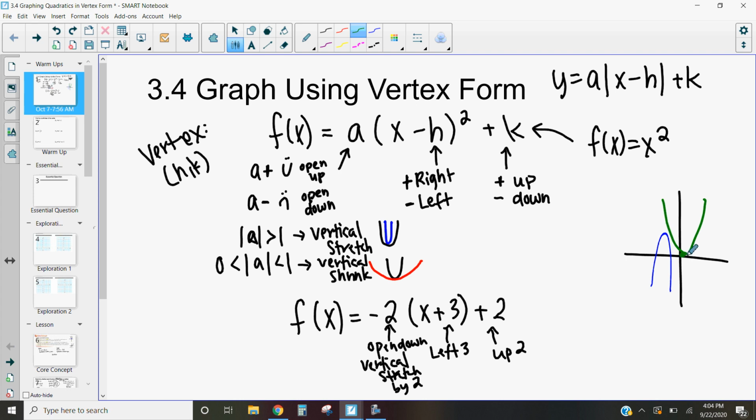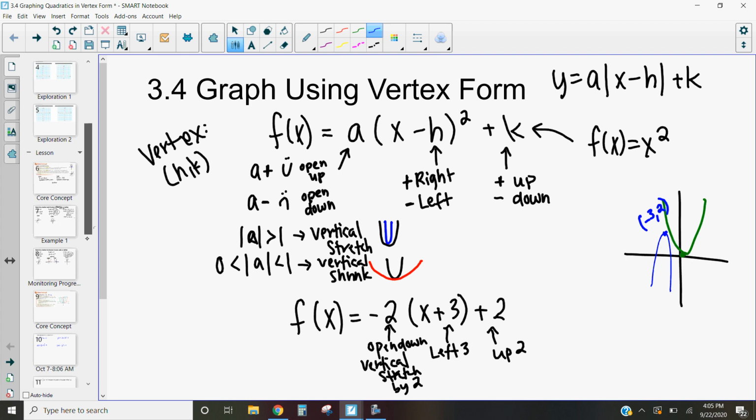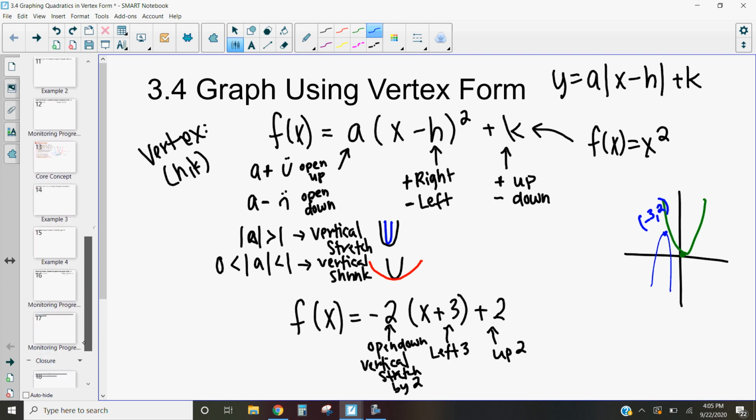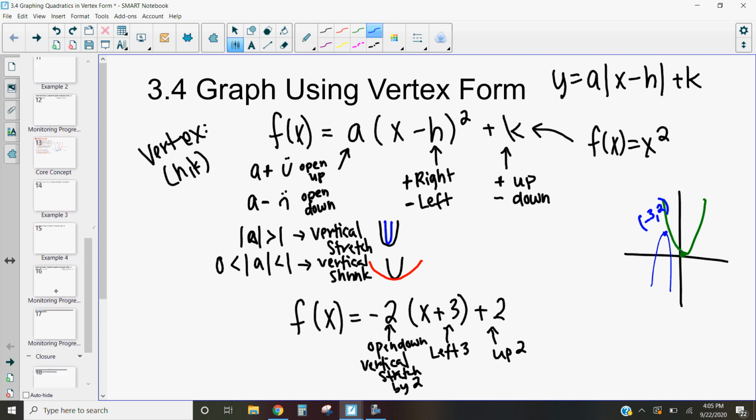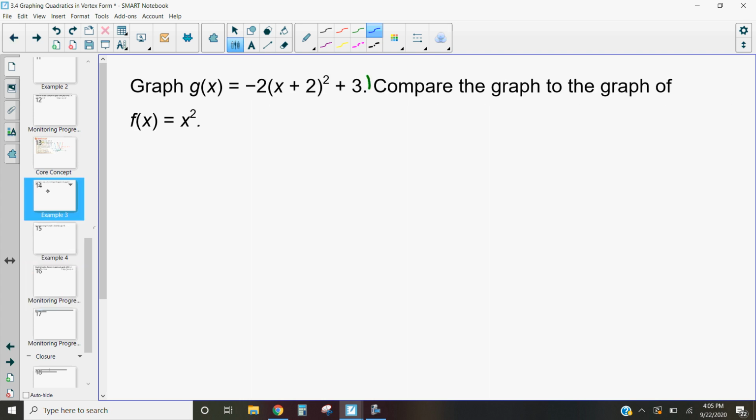Originally, our vertex was here at 0, 0. Our new vertex is over here at -3, 2. And that's how it's going to change. So using this vertex form, we are going to practice graphing. And we can do that just using these directions. So as we practice this graphing, let's take a look at this first example here.